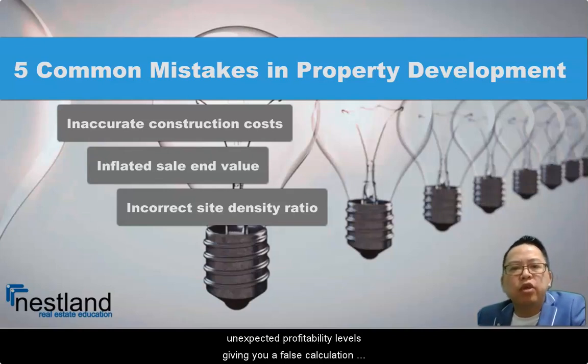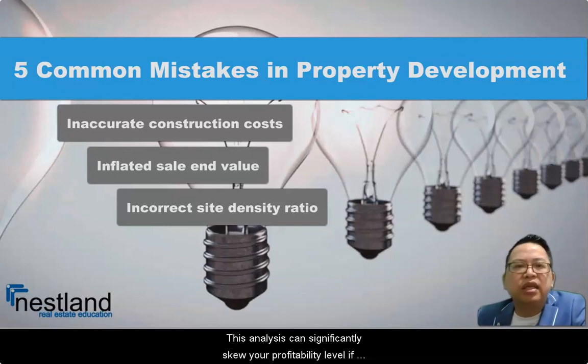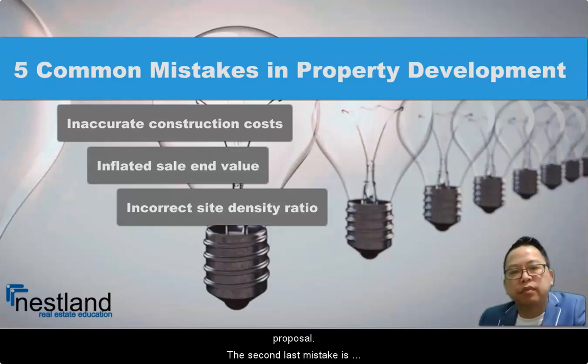ultimately drive your FISO to unexpected profitability levels, giving you a false calculation of the price of dwellings per lot. This analysis can significantly skew your profitability level if one or two dwellings must now be removed from the concept drawings if council was to approve such proposal.